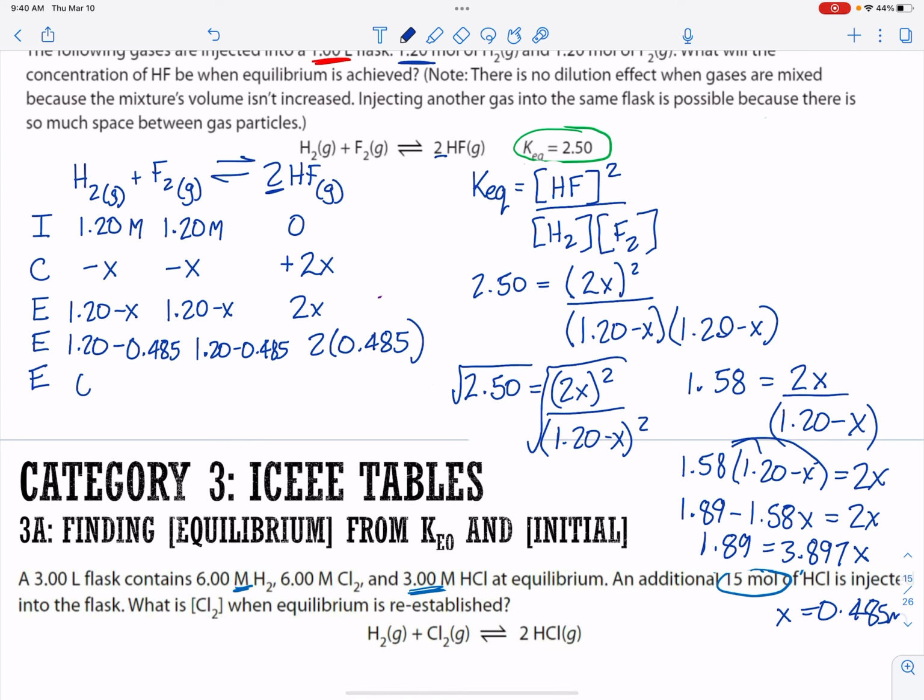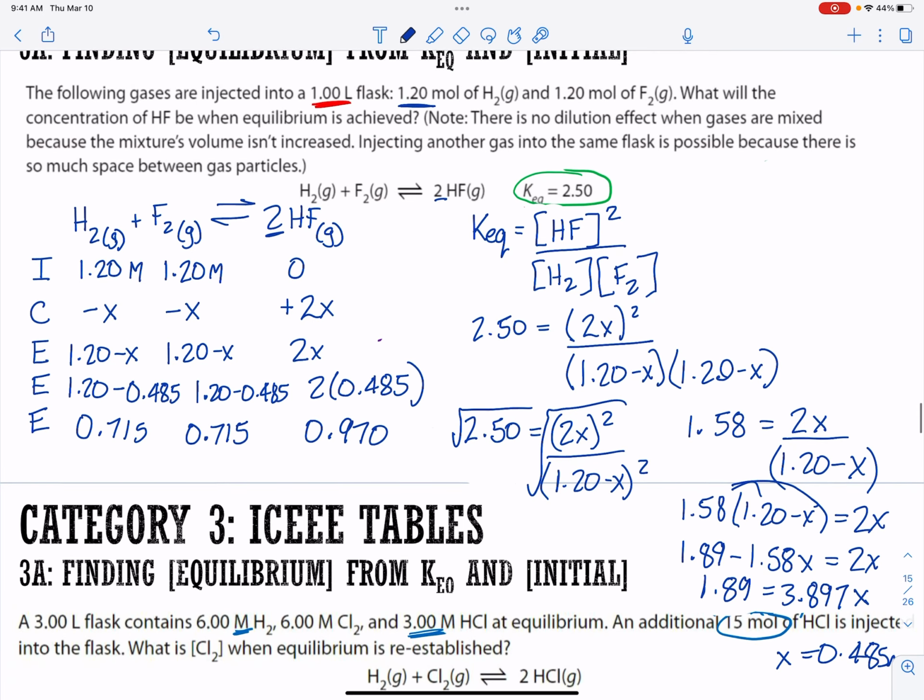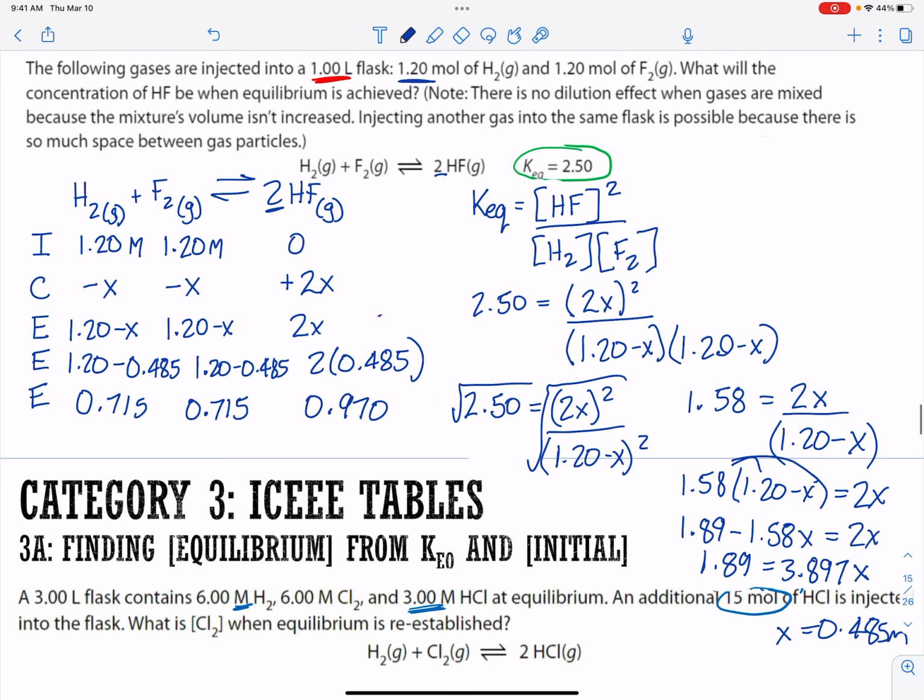And when I do that math, my equilibrium concentration of the hydrogen is 0.715. Fluorine, same thing, 0.715. And 0.970 for the concentration of that hydrogen fluoride. So it asks for the concentration of HF when equilibrium is achieved. We just solve for it. We're going to put units in there, circle our answer, and then we are done.